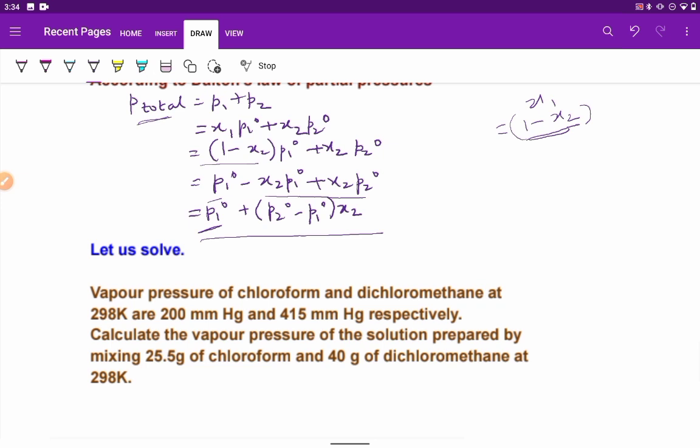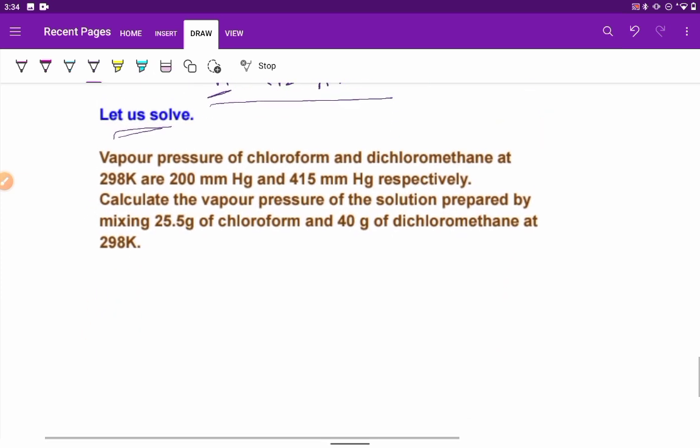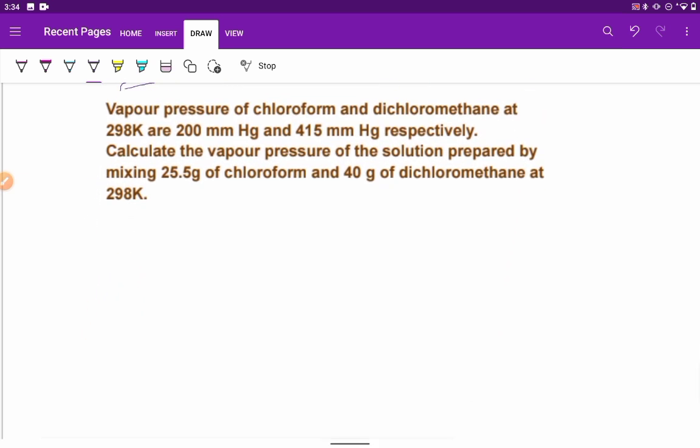Now let us solve one numerical. It is given that vapor pressure of chloroform and dichloromethane at 298 K are 200 mm mercury and 415 mm mercury respectively. Calculate the vapor pressure of the solution prepared by mixing 25.5 gram of chloroform and 40 gram of dichloromethane at the same temperature, 298 K.